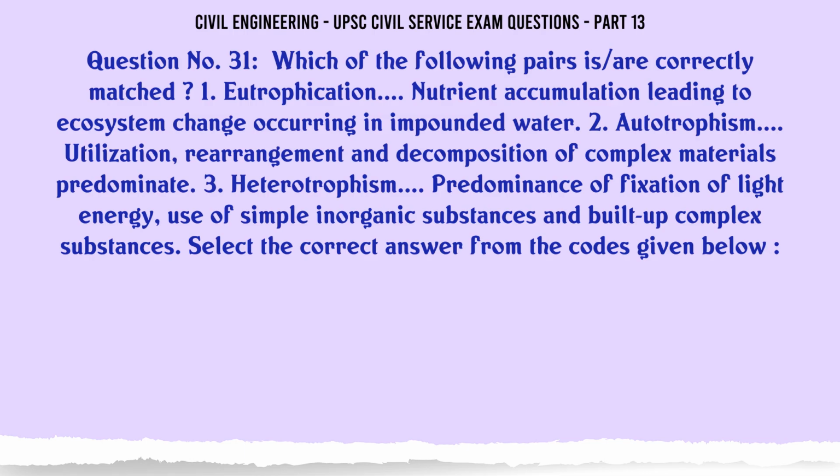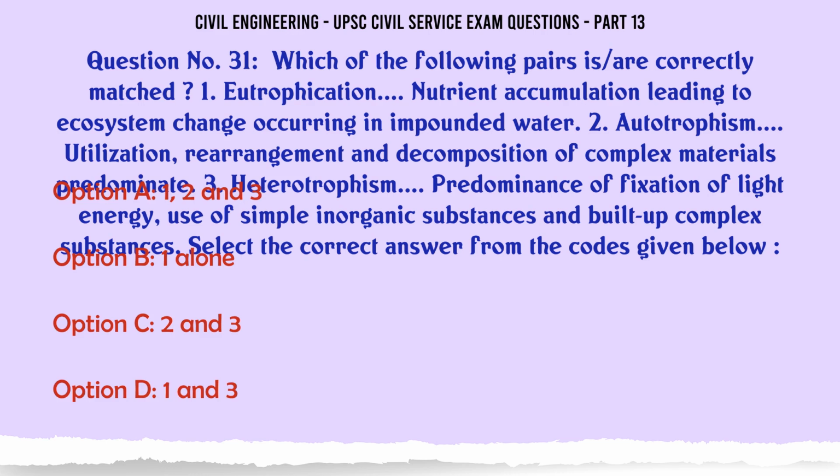Which of the following pairs are correctly matched? 1. Eutrophication: nutrient accumulation leading to ecosystem change occurring in impounded water. 2. Autotrophism: utilization, rearrangement, and decomposition of complex materials predominate. 3. Heterotrophism: predominance of fixation of light energy, use of simple inorganic substances and built-up complex substances. Select the correct answer from the codes given below.